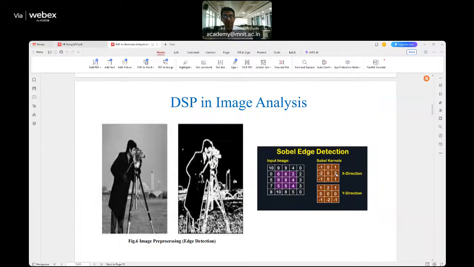It is the same thing in DSP in image analysis, as also discussed on that day, that it also helps to find the Sobel edge detection. We are able to know the edges. Here we have the input images.